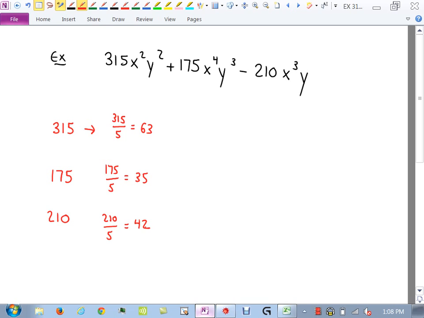So I know that if I factor a 5 out, right, if I pull a 5 out of all of those, I'll be left with a 63, a 35, and a 42. Now look at those. Do those numbers look like they have something in common? So you'd have to be comfortable with some of these multiples. 63 is a multiple of 9, isn't it? 9 times 7. 35 is 5 times 7. And 42 is 6 times 7 or 7 times 6. So they're all multiples of 7, which means they're all divisible by 7.